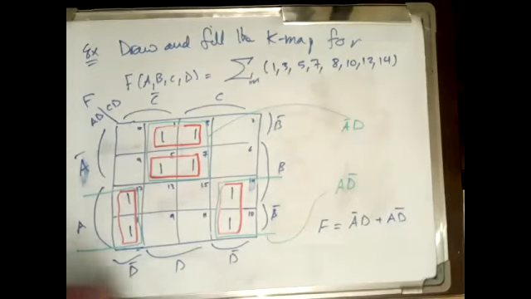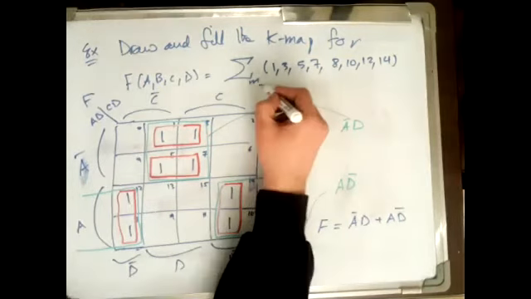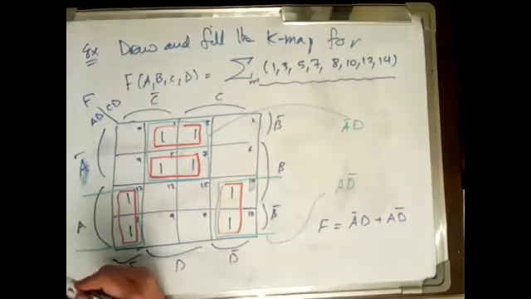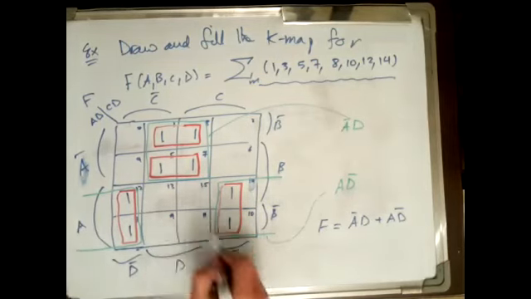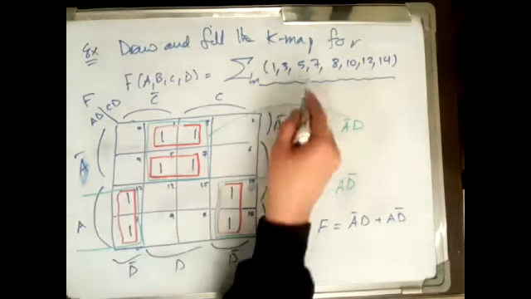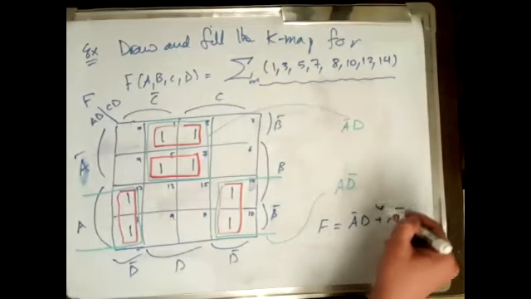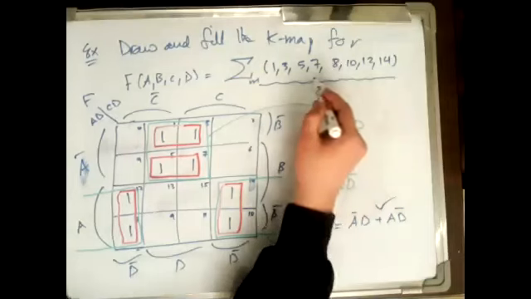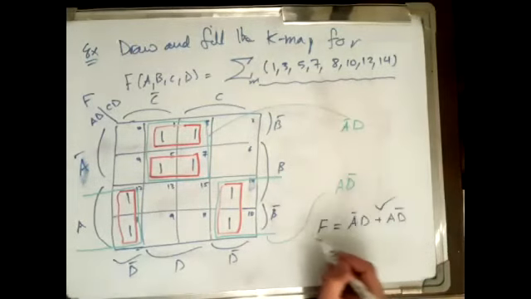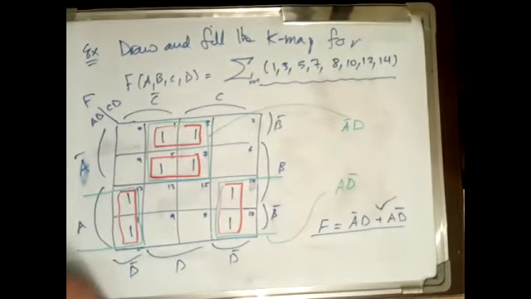And this is what you will get if you simplify the function using algebra. You cannot simplify it anymore. And here we covered all the ones that represent the function, so we are done. In the space that you should have left, if you do this simplification in algebra, you will end up with this expression.